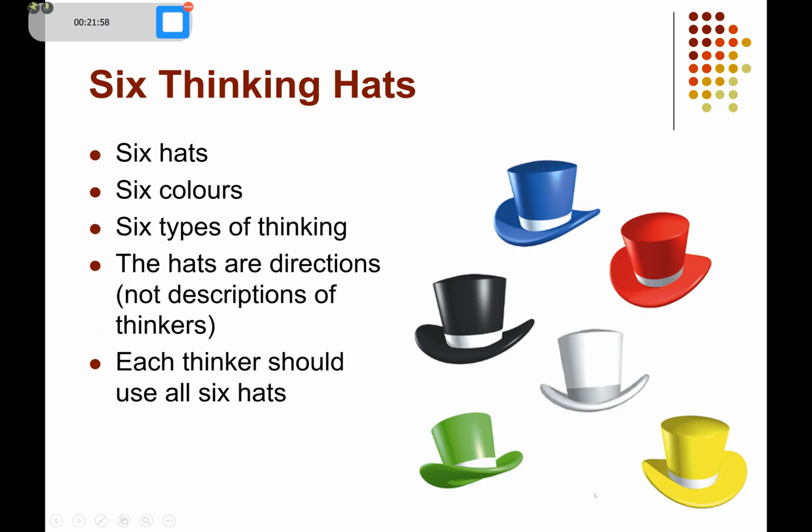6 hats, as you can see here, 6 colours, and each colour indicates a different type of thinking. They are directions. They're telling us what to think. They're giving us questions to ask. They're not descriptions of thinkers, so they're not telling you of a different type of thinker. You have to use each of these hats, as I've said before, and you're asking yourself the questions in each of the different thinking categories.